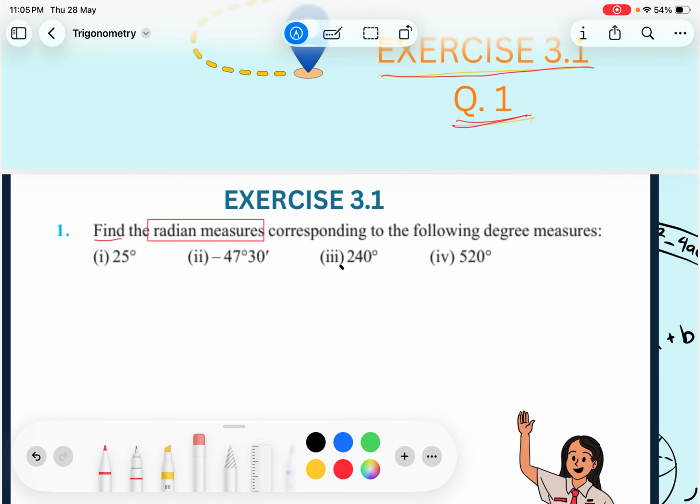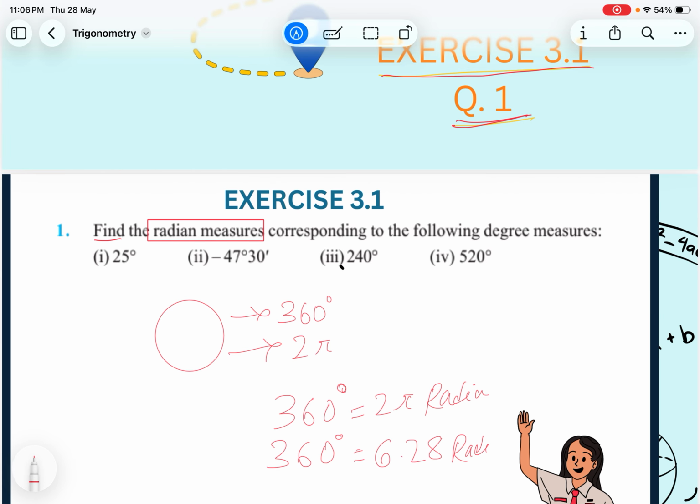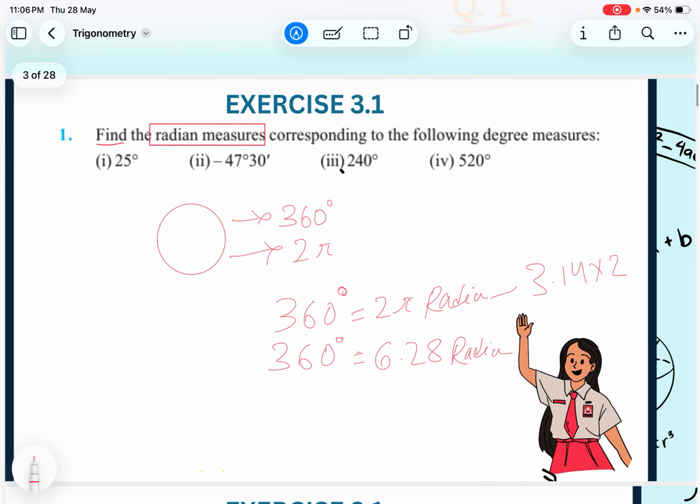Now, how to convert this? You know in a circle there is 360 degree. When we talk in radian, then it will be 2 pi. Remember this: 360 degree equal to 2 pi radian. If you are afraid of pi, then you can also write 360 degree equal to 6.28 radian. How I calculated this? 3.14 into 2, it will be 6.28. I hope this is also clear to you.